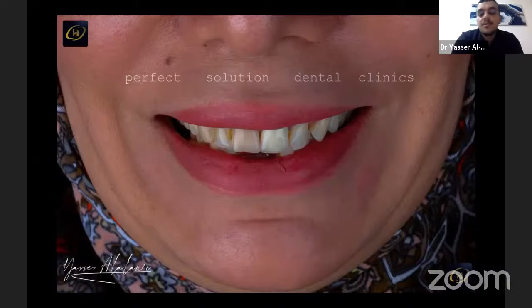This patient, 35 years old, came to my clinic and told me, "Doctor, I have an ugly smile, I need to restore it, but I need a very natural shade of teeth. I need a natural smile, not a light shade."